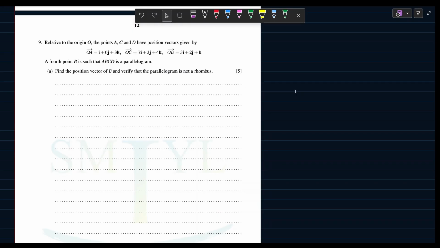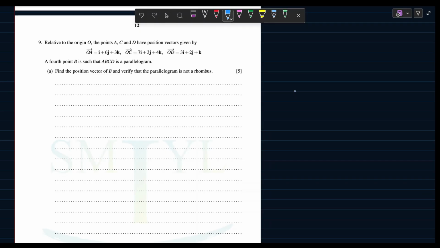Number 9. Relative to the origin, all the points A, C, and D have position vectors given by OA is i plus 6j plus 3k, and OC is 7i plus 3j plus k, and OD is 3i plus 2j plus k. A fourth point, B, is such that ABCD is a parallelogram. Part A. Find the position vector of B and verify that the parallelogram is not a rhombus.